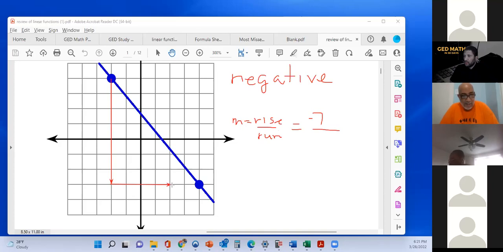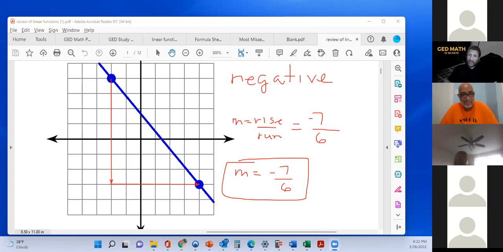3, 4, 5, 6. So my run is 6. So what is the slope of this line? Negative 7 over 6. Everybody understand that? Yeah. That's how easy the slope from a graph is.